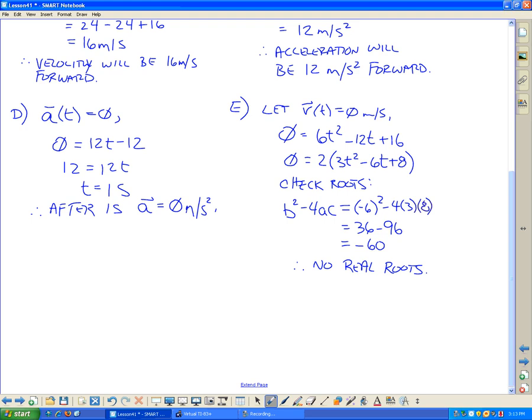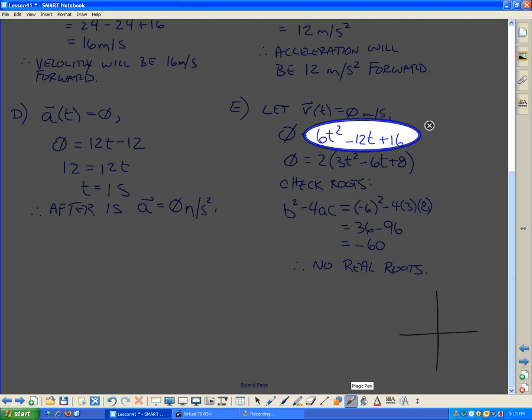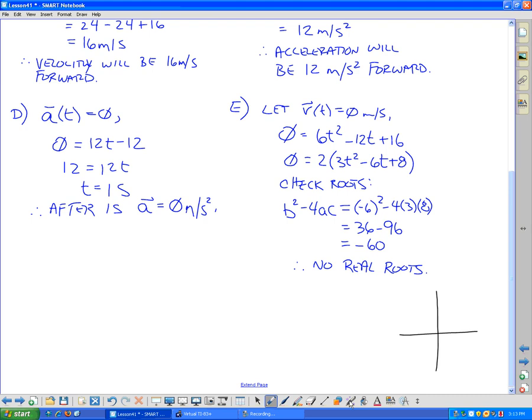And does that make sense? Well, off to the side here, let's make a bit of a sketch. If you look back to that equation of the parabola, what can you tell me about it? Because the t squared is positive, it's opening upward. And if it has no real roots, it means the parabola is up like this. So therefore, it is always moving forward. There's never a negative velocity. It is always moving forward.